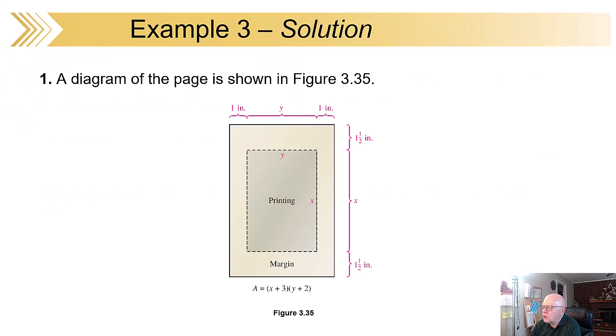So here's a picture you could draw. Get accustomed to drawing pictures. Here's the printing area right here, and since we are looking for these, we want as much print space as possible. So we'll call one side X, one side Y inches. Add in our margins, 1 inch on each side, 1.5 inches top and bottom.